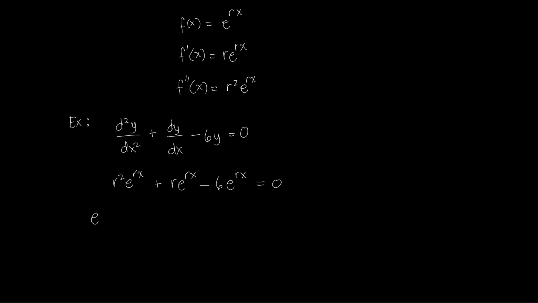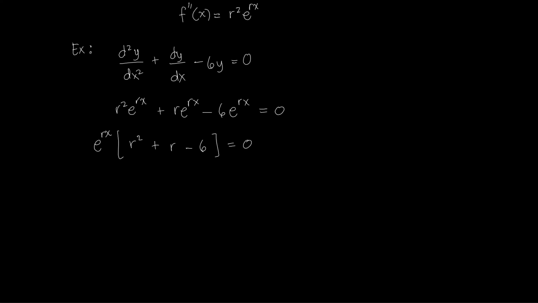Then you have to factor out e raised to the power of rx, which is common to all, and what remains inside is r squared plus r minus 6 is equal to 0. Did you see that? Or you can also divide through by it. So what remains is r squared plus r minus 6 is equal to 0.